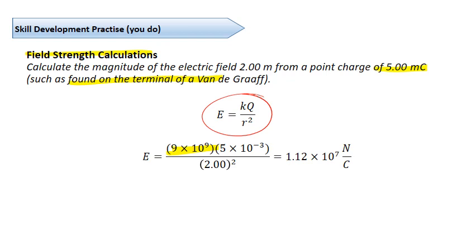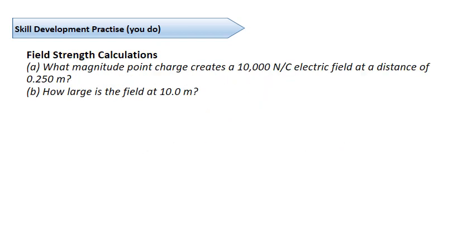You should get 1.12 times 10 to the 7 newtons per coulomb. Okay, another problem for us. What magnitude point charge creates a 10,000 Newton per Coulomb electric field at a distance of 250 meters? And there's a second part to this problem which asks, how large is the field at 10 meters?